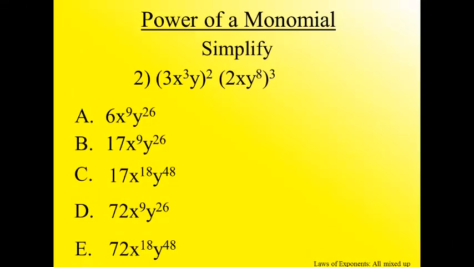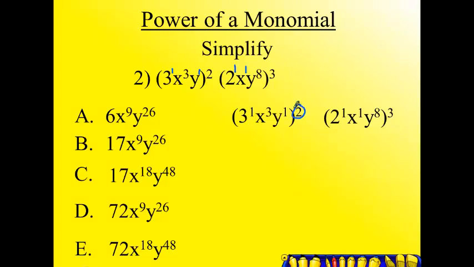Alright, second example. Again, I'll just write the exponent of 3 as 1, exponent of y is 1, exponent of 2 is 1, exponent of x is 1. Next, we can now distribute this exponent. So you will have now 3 raised to 1 raised to 2, that's just 3 squared. X raised to 3 raised to 2 is x6. Then y raised to 1 raised to 2 is y squared.